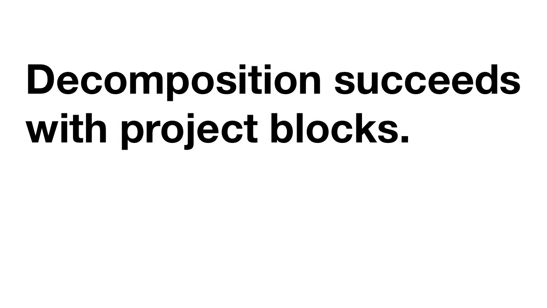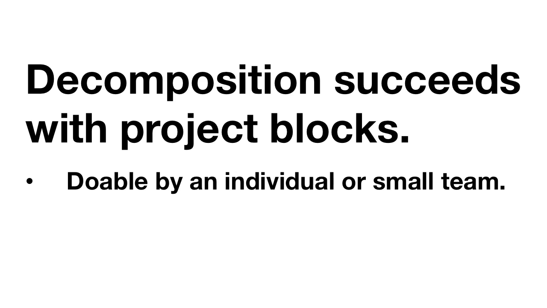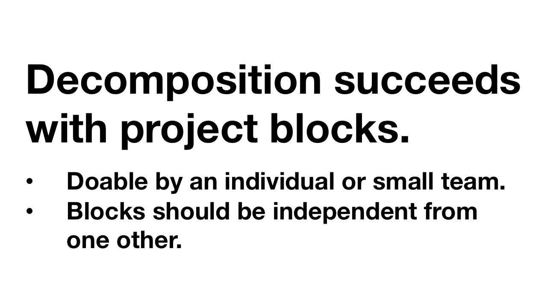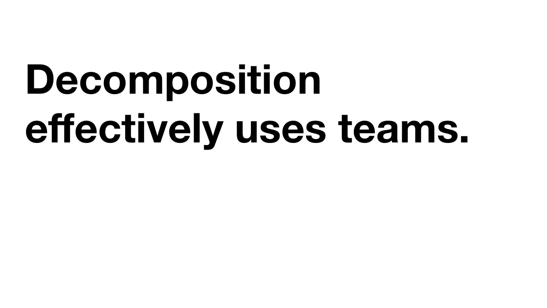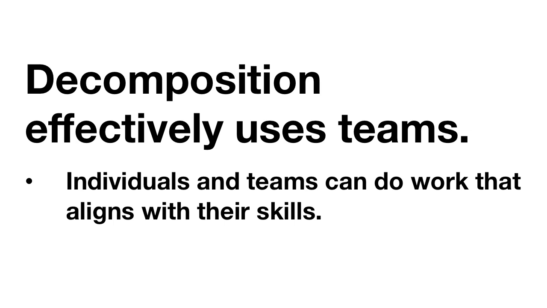Decomposition succeeds when large projects can be separated into discrete project blocks. These project blocks must be doable by an individual or a small team, and the project blocks are more effective when they can be done fairly independently from one another. Decomposition also makes effective use of teams. This way, individuals or teams with expertise can do work that's well aligned with their skills. So for example, you might have a team that's well suited to design a kitchen space and a team that's more suited to work on the dorms themselves.